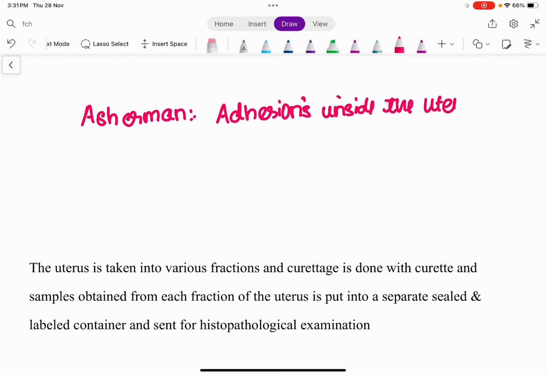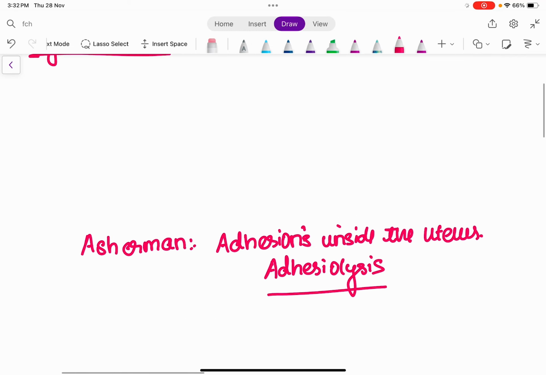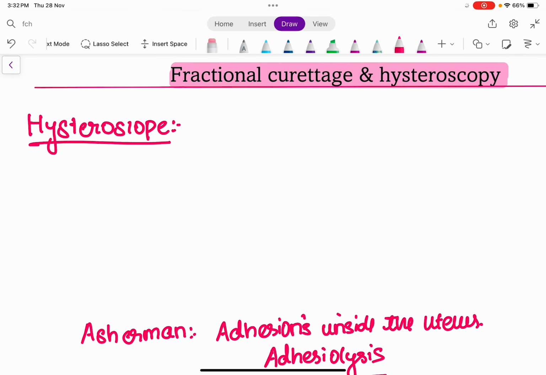So adhesions inside the uterus. Only if you use a hysteroscope can you visualize the interior of the uterine cavity, and only when you visualize inside can you perform adhesiolysis. The treatment is adhesiolysis: you break the adhesions present inside the uterine cavity. So the therapeutic function is adhesiolysis, as performed in Asherman syndrome, and the diagnostic approach of hysteroscopy is fractional curettage and hysteroscopy. Is that clear? This is a short introduction of hysteroscopy. The detailed version will be discussed in a separate module.